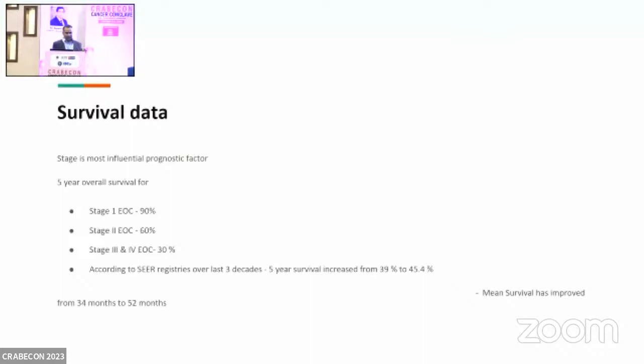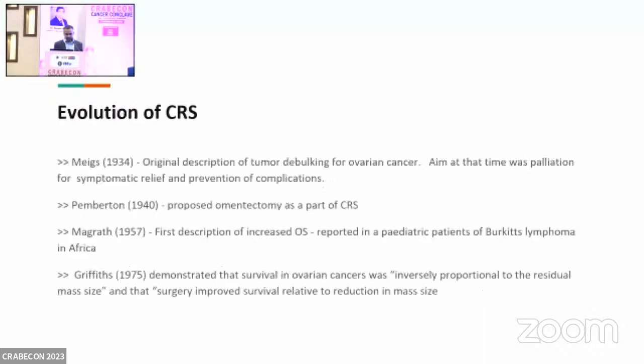What has happened in the last few decades is that the overall survival and 5-year survival have both increased, thanks to the treatment modalities and better surgical techniques. The 5-year survival has increased from 39% to 45%, and the median survival has increased from 34 months to 52 months.